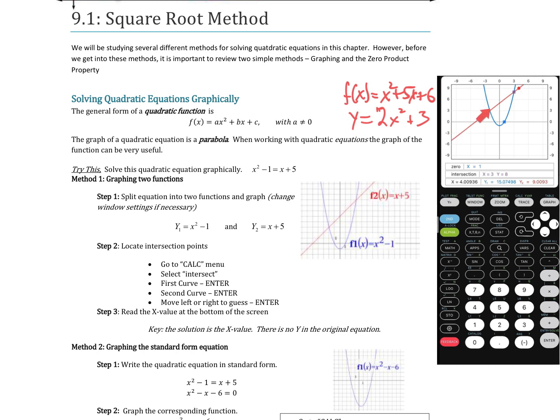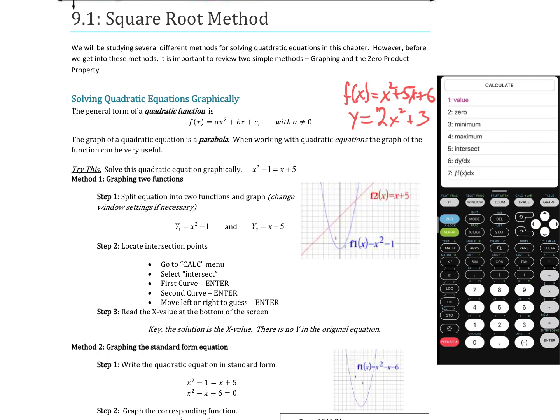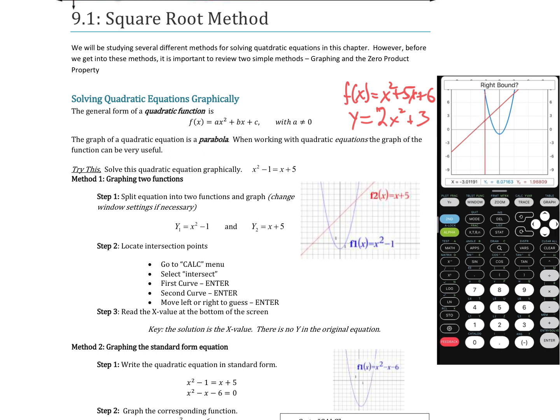Now we've got to find out where they cross. To do that, we're going to go to second, calculate, and then go to intersect, which is down there. Now we want to find that left bound, so we move the cursor with the left button, and you'll see the cursor move to just past that point. We move to the right and hit enter again. And there we have our intersection. This tells us that it will intersect at -2, 3. So this point right here is at the point -2, 3.